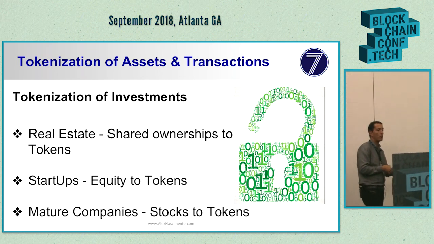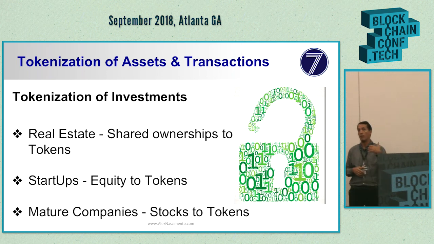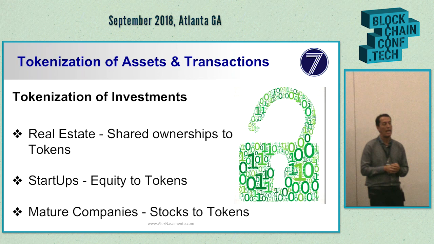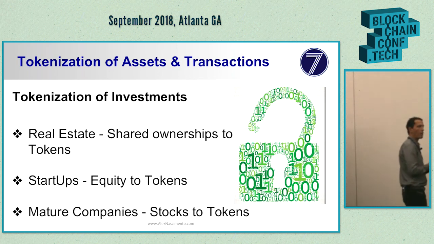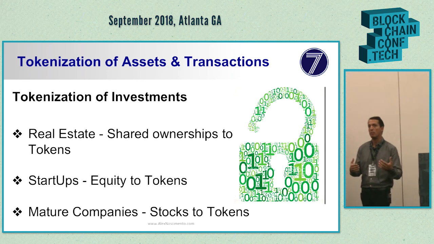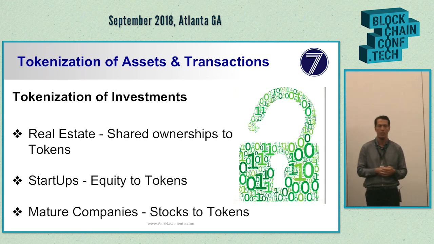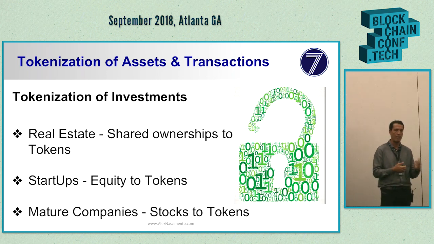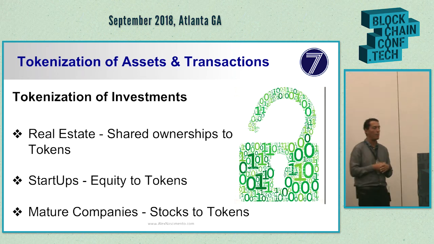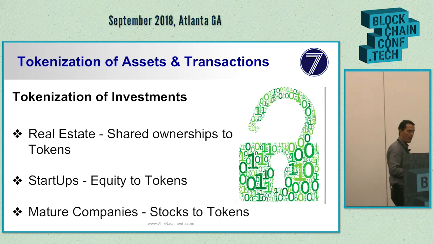And obviously mature companies. Right, companies that are not necessarily public, but are mature, like a chain of restaurants or parking lots, right? Airport parking lots, not necessarily they are public companies that you could buy their stock. They could now be tokenized, and that token could be distributed, and people could get access to that investment.